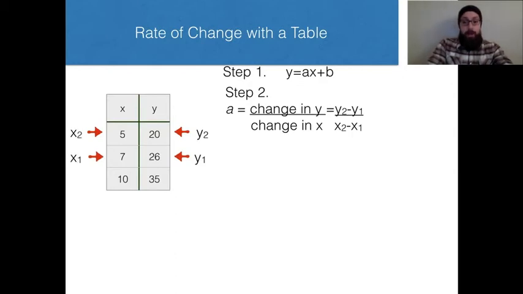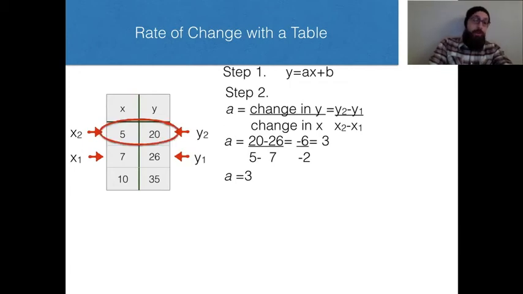We continue with our equation, so now we'll have 20 minus 26 over 5 minus 7, and you can see that that's going to give us 3 because we end up with negative 6 over negative 2, a negative and a negative make a positive, we have positive 3. The important thing is we have to make sure that we take our coordinates together. 5 and 20 go together. That's my y2, so 5 has to be my x2. 26 is my y1, so 7 has to be my x1.